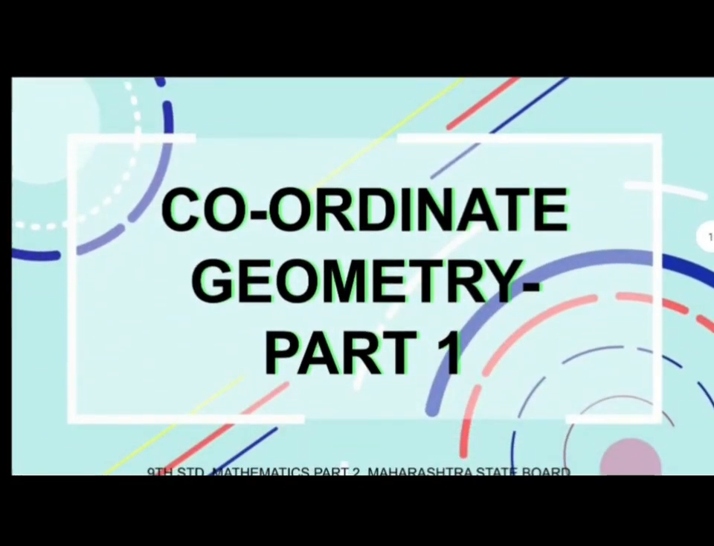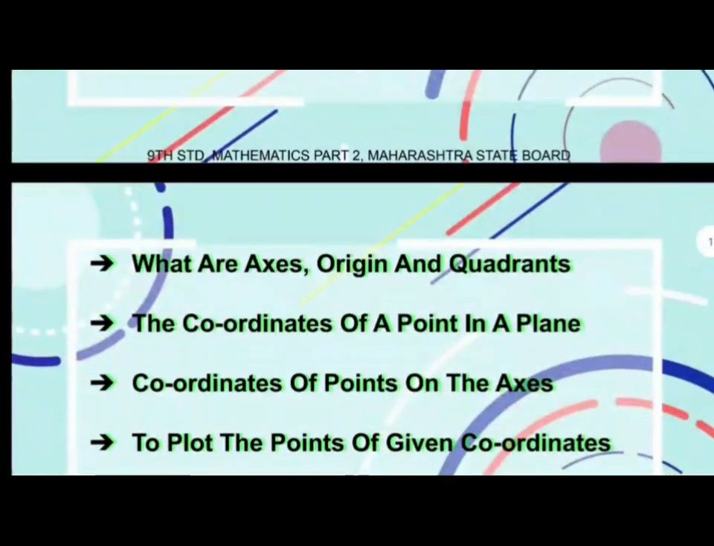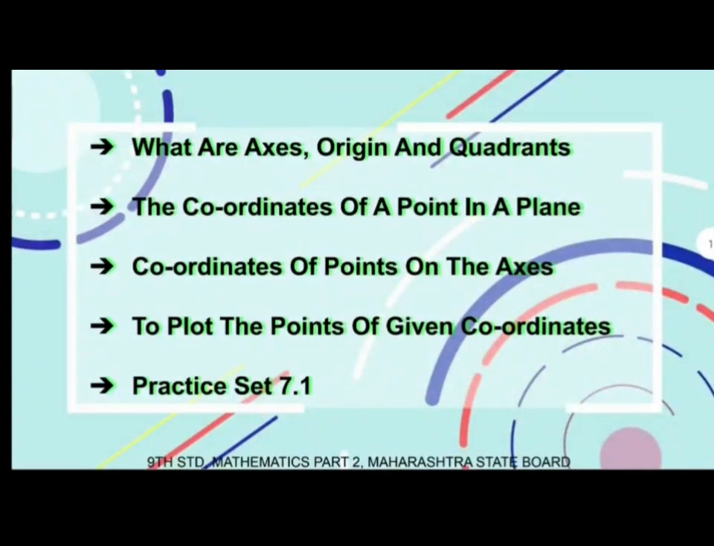So in the last session of Coordinate Geometry Part 1, we covered some topics. They were: what are axes, origin and quadrants, the coordinates of a point in a plane, coordinates of points on the axis, to plot the points of given coordinates, as well as we solved exercise 7.1.